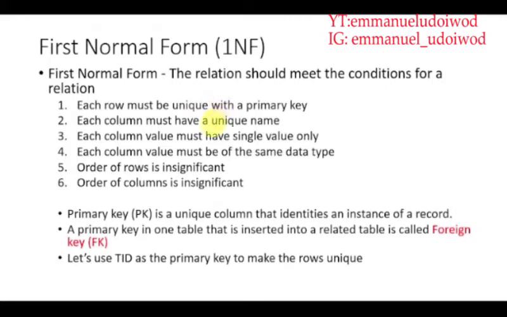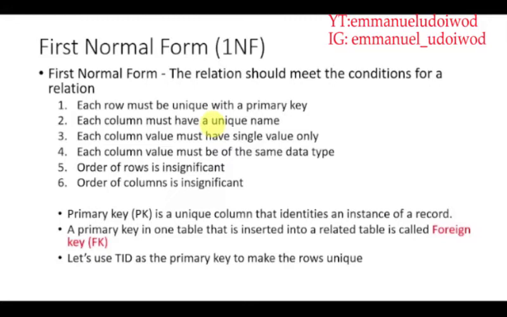Each column must have a unique name. Having a unique name means that you can't have two columns having similar names. They shouldn't perform similar functions. So that's what we mean by atomicity. All right. Now, a column value must have a single value only. Yes, single value only. We don't want multiple values in one column. Each column value must be of the same data type.